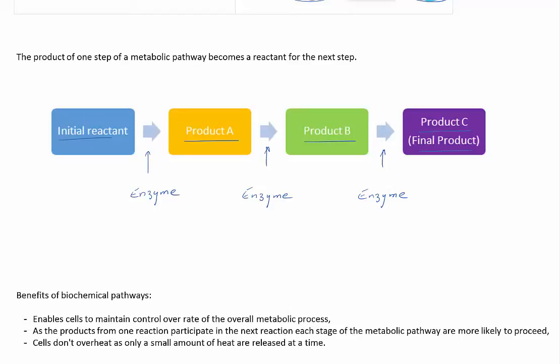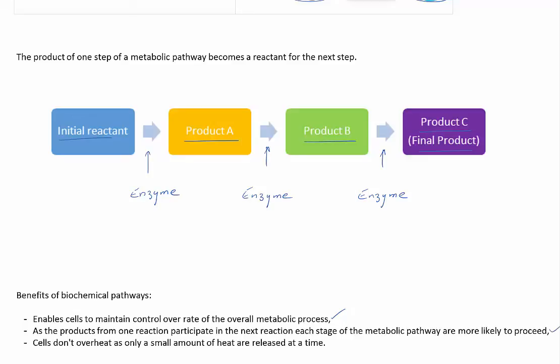There are certain reasons as to why biochemical reactions occur in a series of steps rather than in a single reaction. Firstly, it enables cells to maintain control over the overall metabolic process by controlling each step in the biochemical pathway. In this way, cells precisely control the rates of the biochemical reactions that are vital to the survival of the organism.